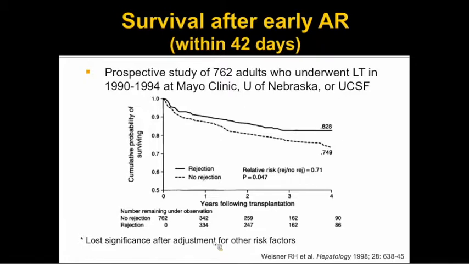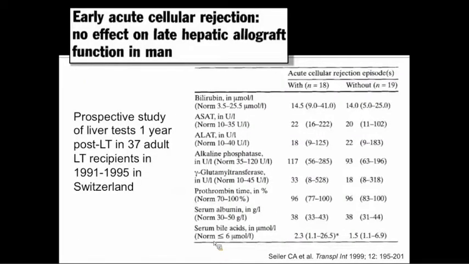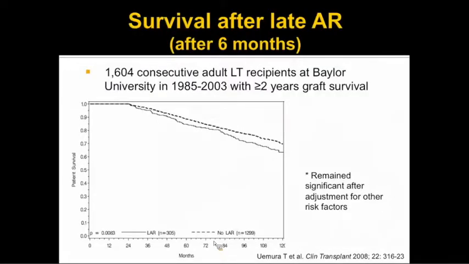So I'd like to show you data from a few more recent studies as well. I like the title on this one, No Effect on Late Hepatic Allograft Function in Man. It's very dramatic. So actually what these authors did is they just were looking prospectively at what the liver tests were at one time point, about 1 year after liver transplant, and comparing that for a small group of patients who had an episode of acute rejection and a group of patients who hadn't. And really they didn't see any significant differences between those groups except for serum bile acids. So for what that's worth.